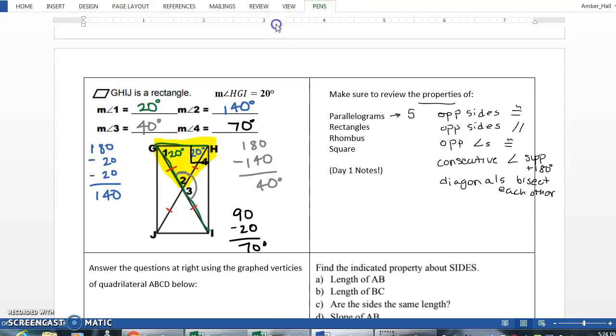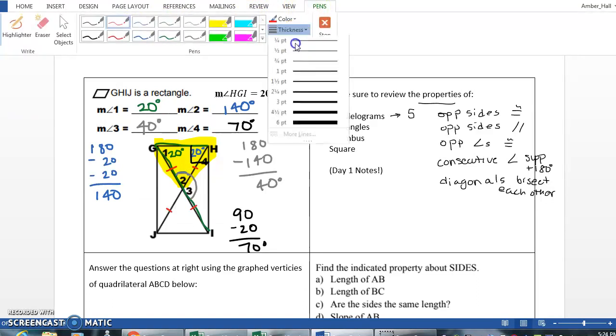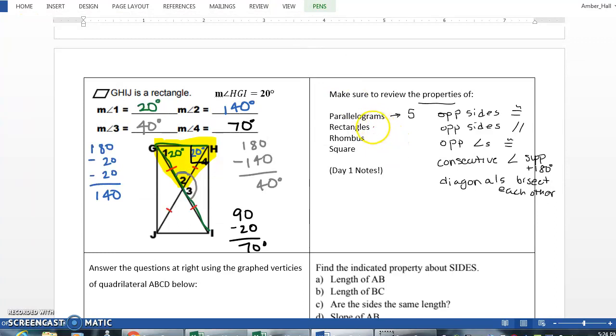Next, we have rectangles. And rectangles have 2 more properties along with all of these 5. So it has all 5 of these and then 2 additional properties. One of the additional properties is that the diagonals are congruent. And then the other one is we know that the 4 vertices are 90 degrees, or right angles.